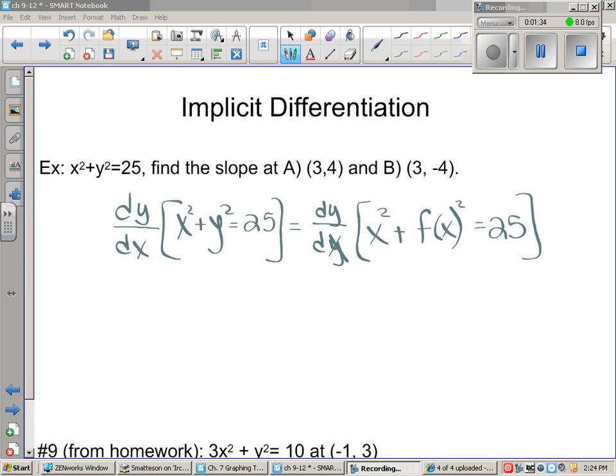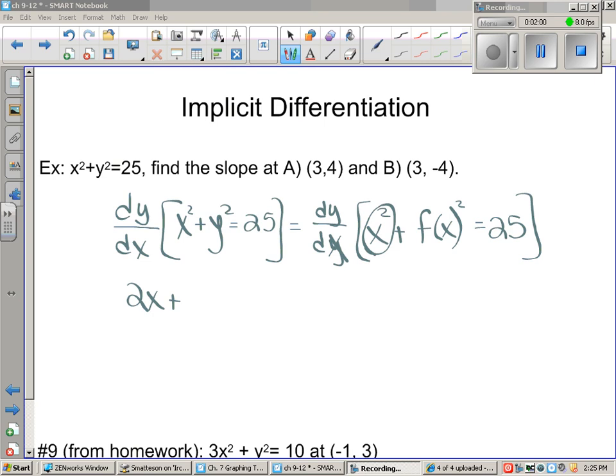So what I'm going to do now is find the derivative. And this is the derivative of y in respect to x. Everything is in terms of x. All right. So when I do the derivative, I am going to get 2x. That's obvious, right? The derivative of x squared is 2x. No problem.